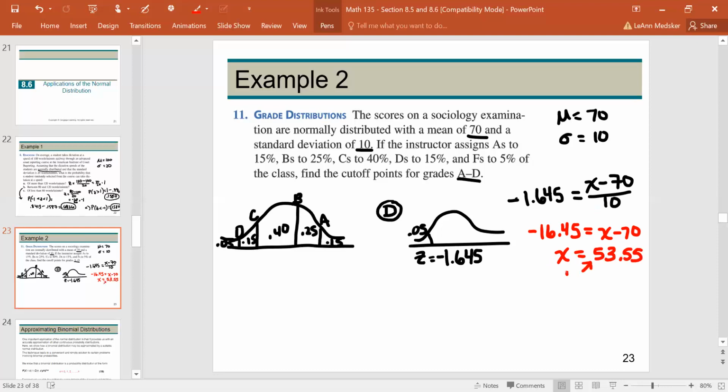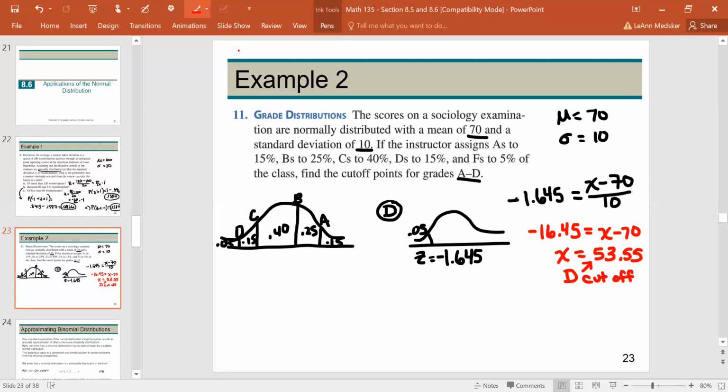because this has obviously been adjusted. They had too low scores or too many low scores, and the professor is doing what's called adjusting the bell curve. They're giving people higher scores than they technically got by adjusting the whole class. So this is the cutoff to get a D. You had to score at least 53.55.